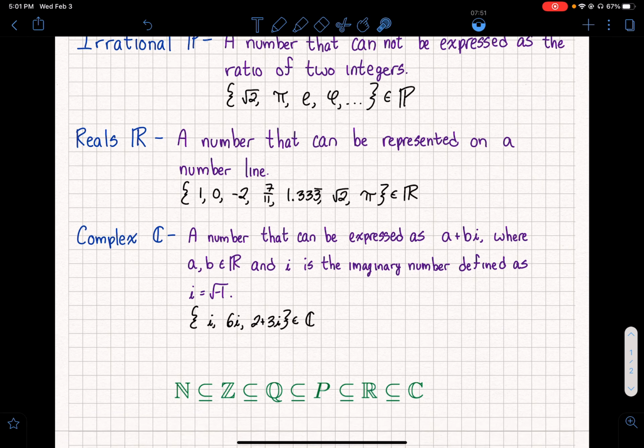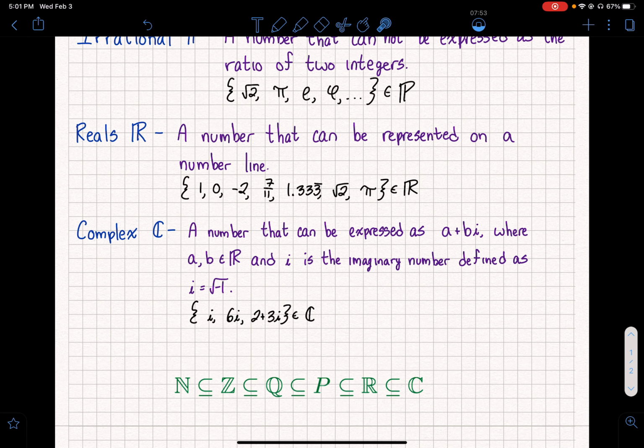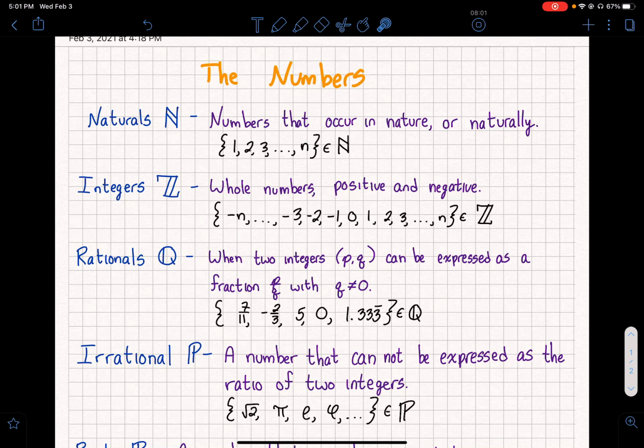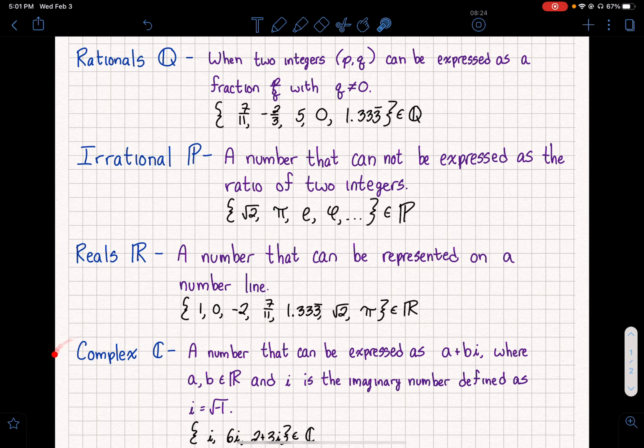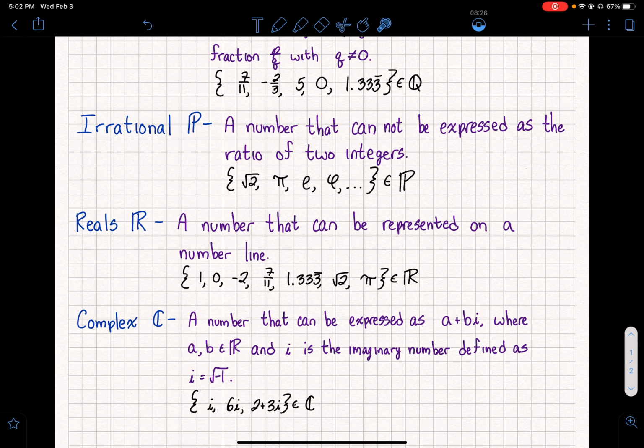And the last thing that I want to talk about, I put it down over here. All of these groups are subsets of the following one. Meaning, the natural numbers are integers. The integers and the natural numbers are rational numbers. The naturals, integers, and rationals are also irrationals. Naturals, integers, rationals, and irrationals also make up the reals. And then all 5 of these are part of the group of the complex numbers. But it does not work backwards.